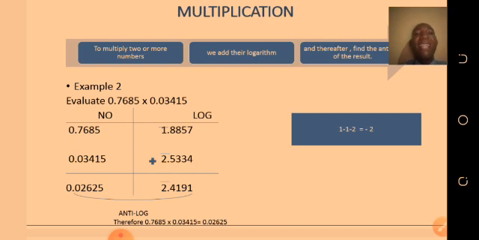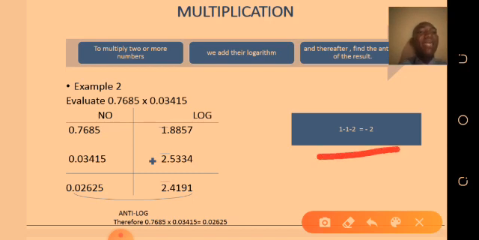The second one, 0.03415. The characteristics of that one will give us bar 2. And when we check 34 under 1 difference of 5, you are going to get 5334. And let's add this now. When you come to this side, you will see my process of adding here. That is bar 1. Okay, let's add from the back now. 7 plus 4, that will give me 11. I will write 1. It will remain. I will carry that 1 to the front. 1 plus 5 plus 3, that will give me 9.